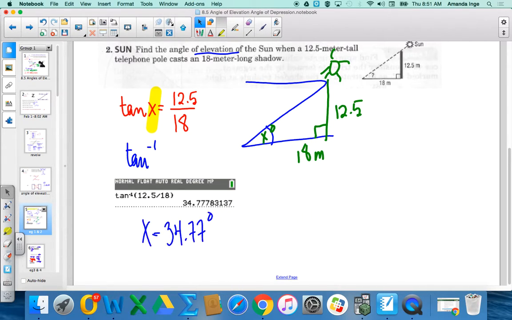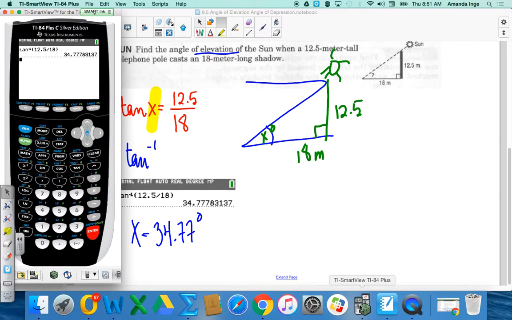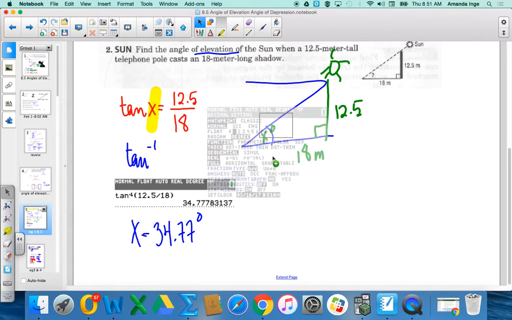How many decimal places do you want us to use? I think it's probably best to have 2 decimal places, but I think your textbooks ask for 1. So go to mode. Hit float and do 2. All right. And change your float. Let's just go ahead and put it on 1. I think your textbook asks for 1 decimal place. Okay.